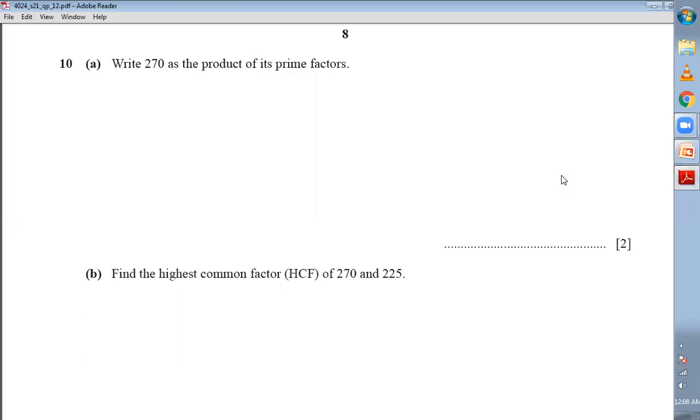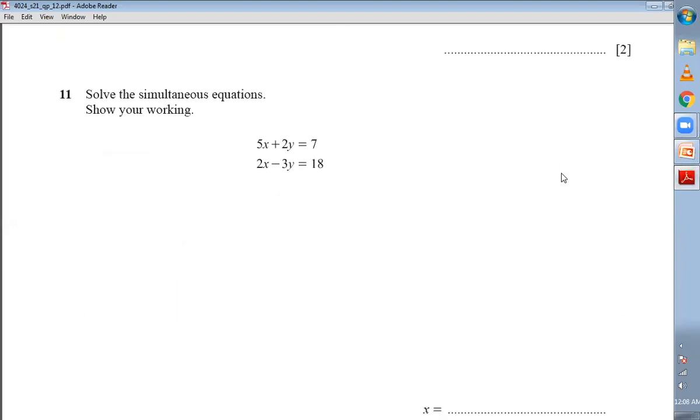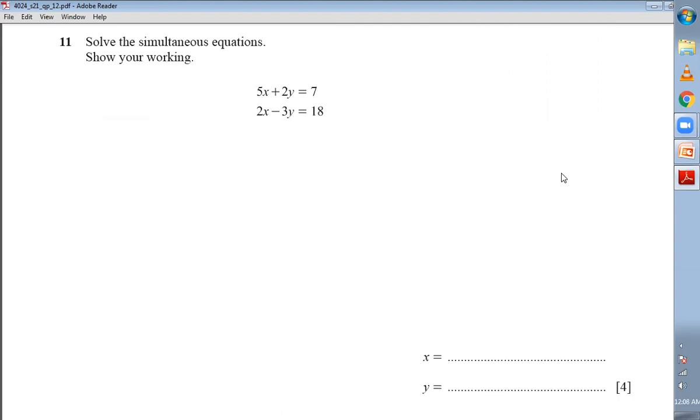Okay, so let's go to the next question. After question number 10, we have question number 11, and it's a question on simultaneous equation. Question number 11 says, solve the simultaneous equations, show your working. 5x plus 2y is equals to 7, 2x minus 3y is equals to 18.